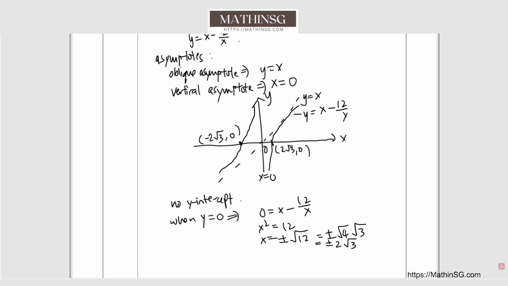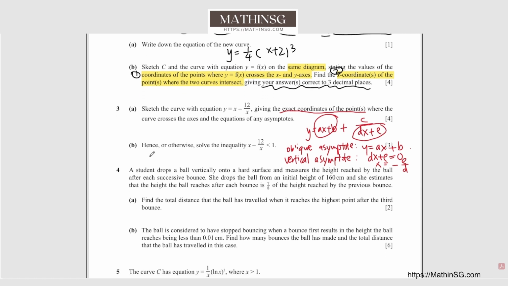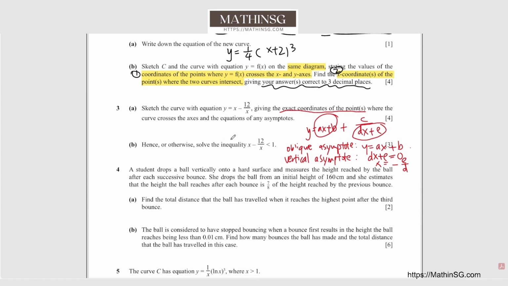Next, let's move on to the next part. In the next part, you are asked to solve this: X minus 12 over X is less than 1. So hence or otherwise. In other words, you can draw a curve and then solve, and so on. So let's do it both ways. I'll do both ways for you here. So we can make use of the graph because you have drawn a graph, right? The hence means make use of the graph.